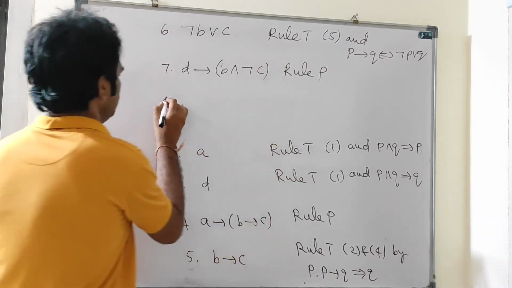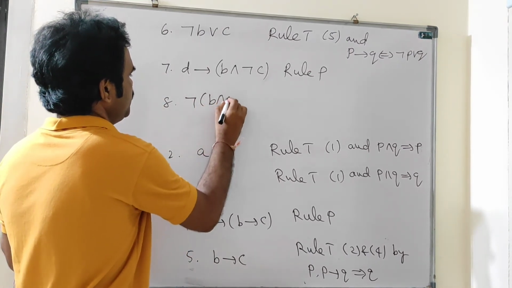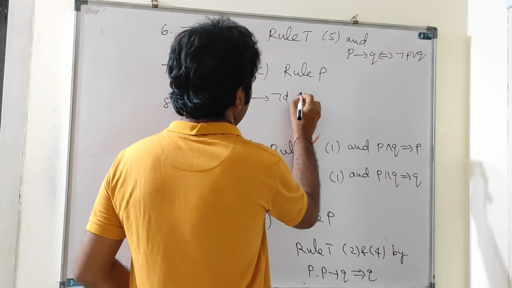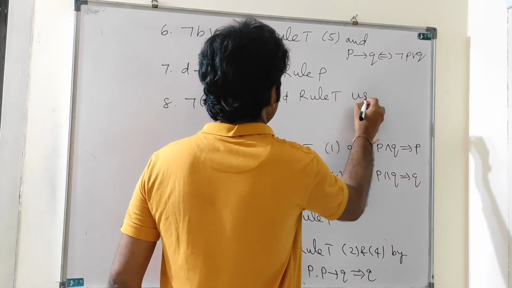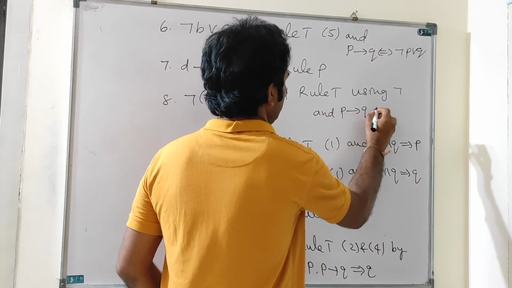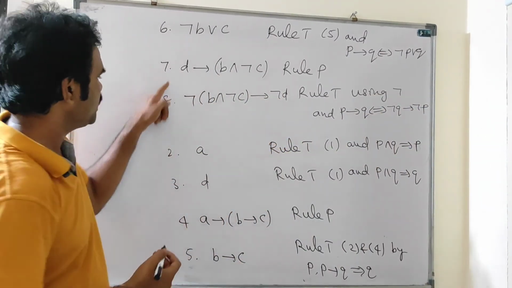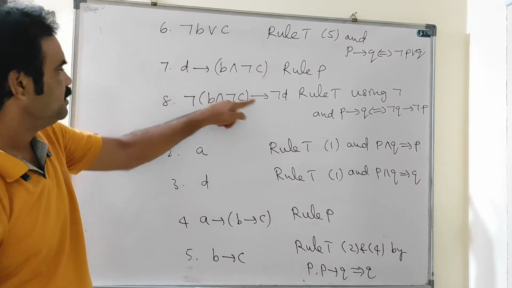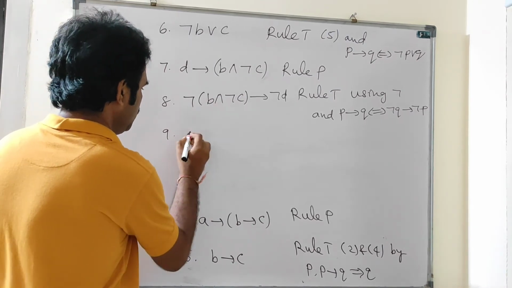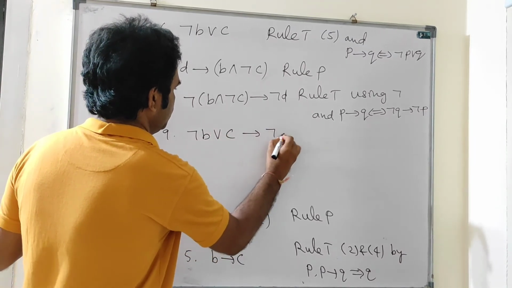Okay. Next, take the contrapositive of this. This becomes negation of B and negation C implies negation D. Okay. This is rule T using 7. And what is the reason here? P implies Q is equivalent to its contrapositive, that is, negation Q implies negation P. See the next step. Take the negation of this. By De Morgan law, negation B or negation of negation C, which is C, implies negation D.